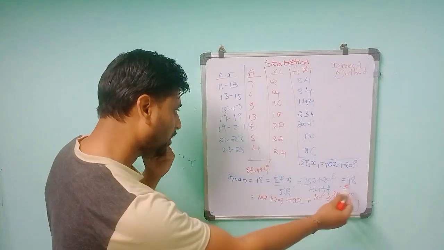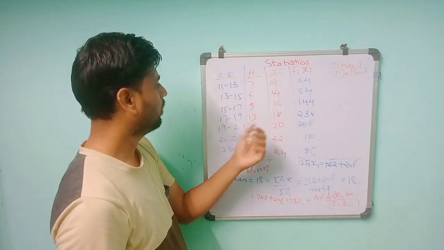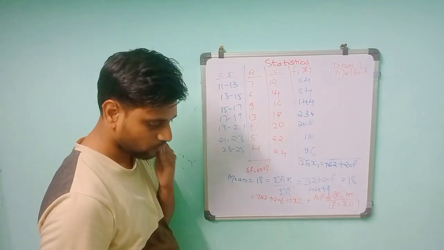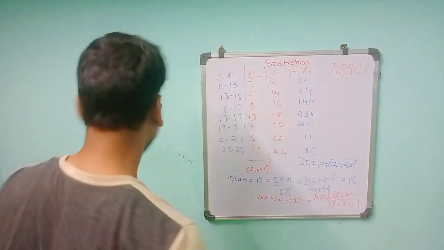Because they have given the mean allowance as 18, the total mean they gave, but one value they did not give, that is the 19 to 21 range. So this will be f is equal to 20.